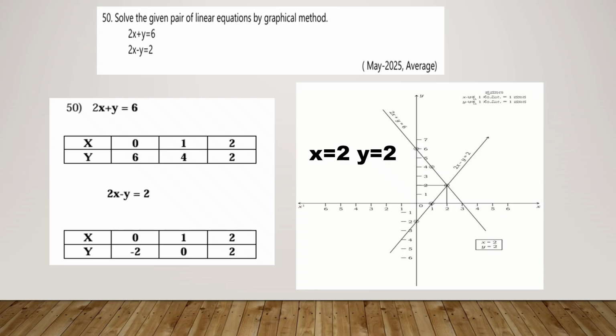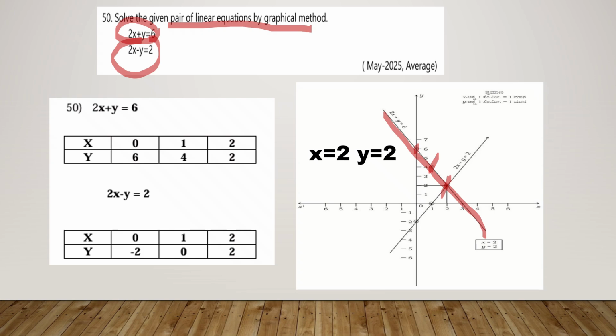Question number 50. Solve the given pair of linear equations by graphical method. Again the equations are given: 2x plus y is equal to 6, 2x minus y is equal to 2. Substitute. You can take more than 2 points. Here if you take x as 0, you will get 6; 1, 4; 2, 2. So (0, 6) means you will mark here. (1, 4): 1 is on the x-axis and 4 is on the y-axis. So here it will come. Then (2, 2) means here. So you can join this line easily here.